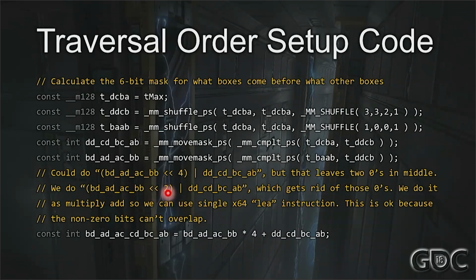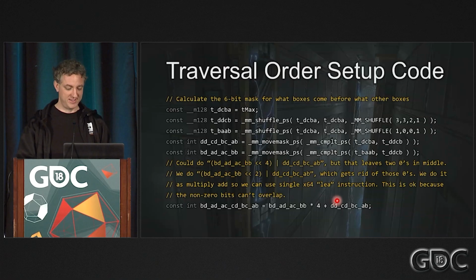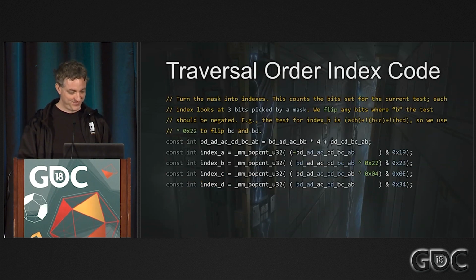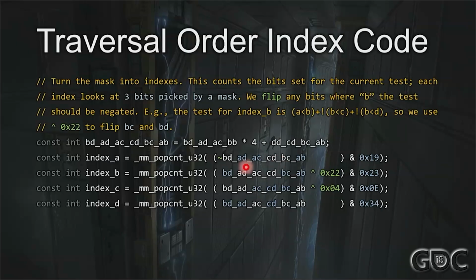But instead of doing bit ops, we do a multiply and add, because we know that our bits don't overlap, so we're not ever going to have carries. And using a multiply and add lets the compiler use a single LEA, load effective address instruction, to do this calculation. So we save bytes of code space and one cycle of execution time, which is a huge win. And then we just use pop count to do the test.